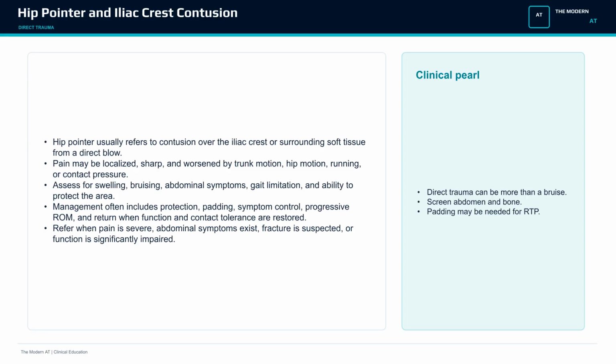A hip pointer usually refers to a direct blow over the iliac crest or surrounding soft tissue. Pain can be sharp, localized, and worsened by trunk motion, hip motion, running, or direct contact pressure. Assess swelling, bruising, gait limitation, bony tenderness, and the athlete's ability to protect the area. Also screen for abdominal symptoms, because direct trauma can be more than a superficial bruise. Management often includes protection, padding, symptom control, progressive motion, and return only when function and contact tolerance are restored.